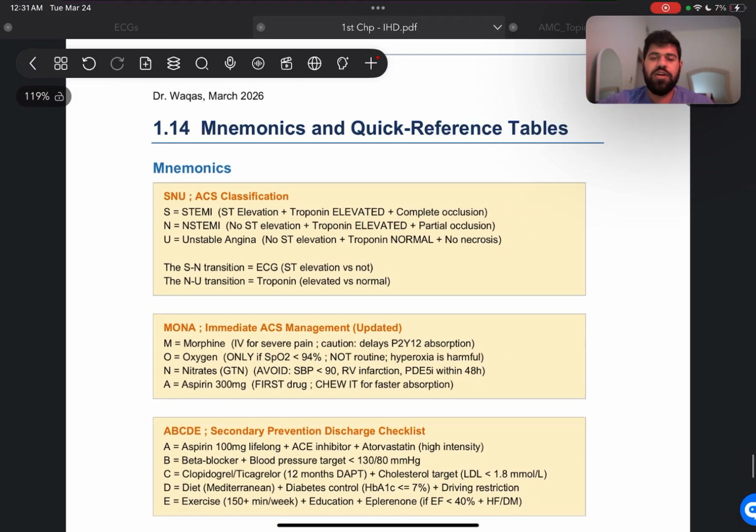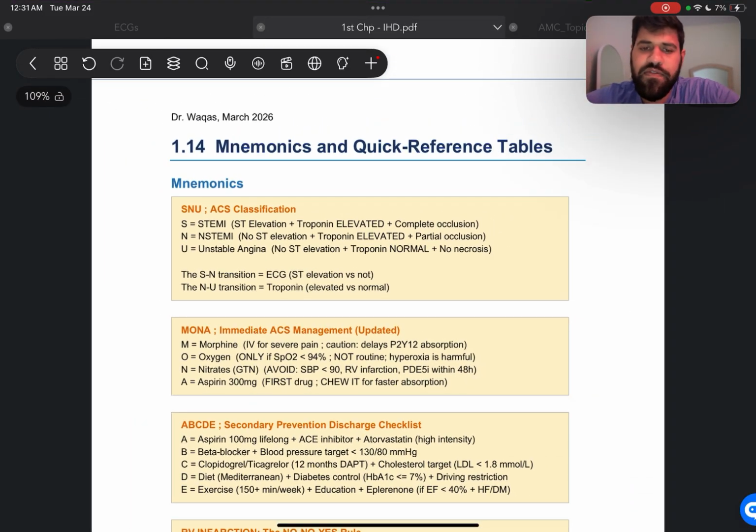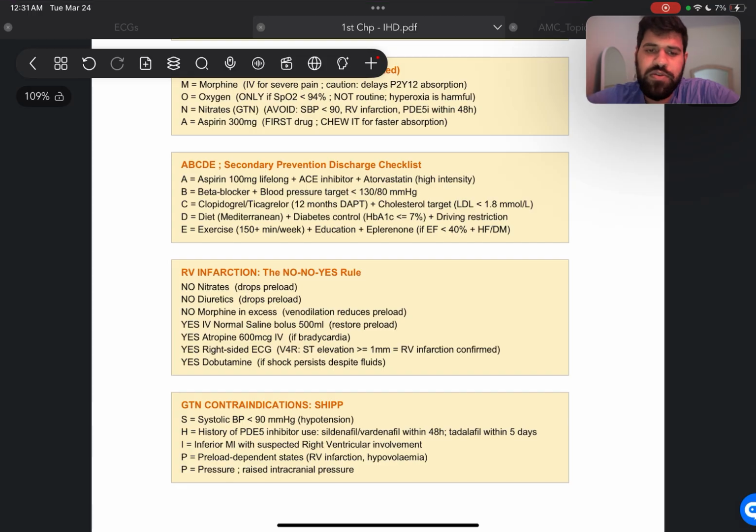And now we come towards the end of the video. This is the mnemonics reference table, all of the mnemonics we did today.